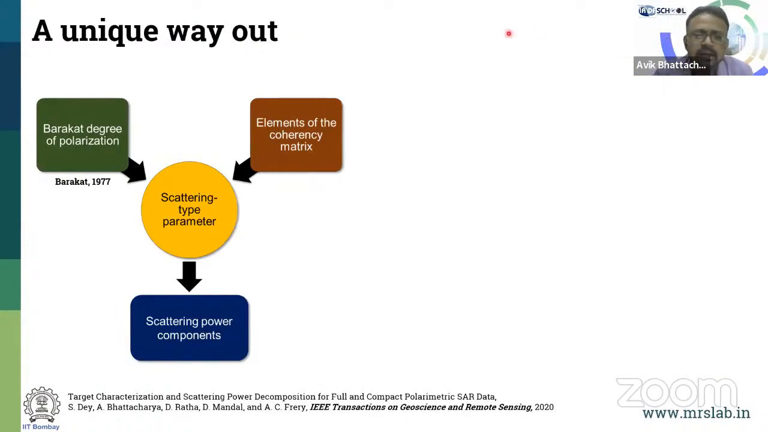The simple way is that in one hand, we have the elements of the coherency matrix, which is the measured one. There is information about the degree of polarization given long back in optical theory, in optics, by Barakat in '77. It has been utilized in the domain of radar polarimetry, but not so much. It gives you information about the degree of polarization. So the idea is, can I bring in the degree of polarization along with the elements of the coherency matrix and find out a scattering type parameter, similarly as we have seen before as alpha or the alpha GT.